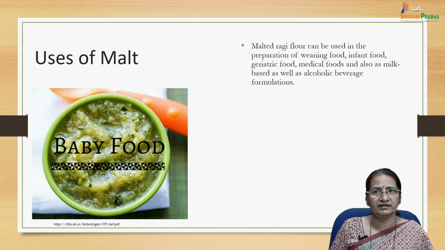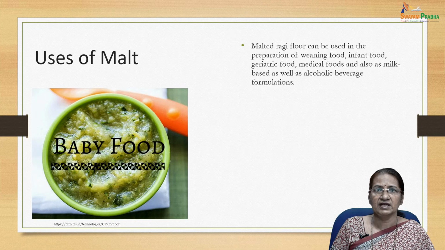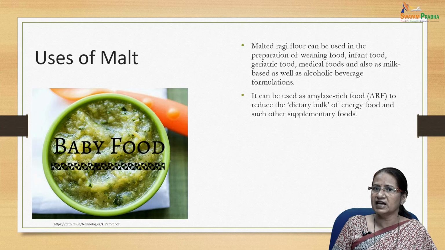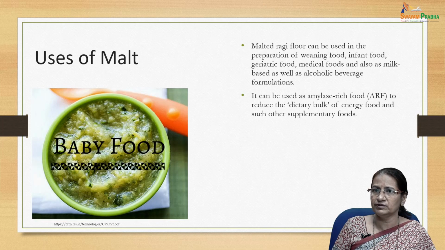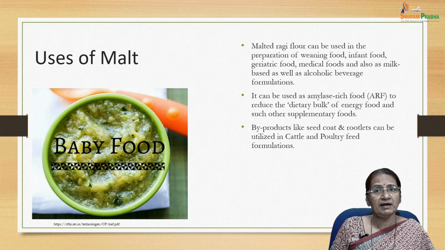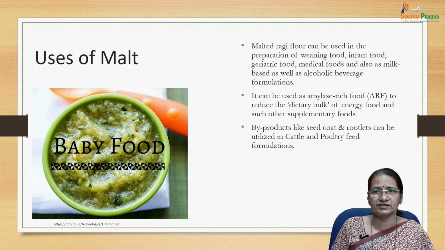Malted ragi flour can be used in the preparation of weaning food, infant food, geriatric food, medical foods and also as milk-based as well as alcoholic beverage formulations. It can be used as amylase-rich food, ARF, to reduce the dietary bulk of energy food and such other supplementary foods. Byproducts like seed coat and rootlets can be utilized in cattle and poultry feed formulations.